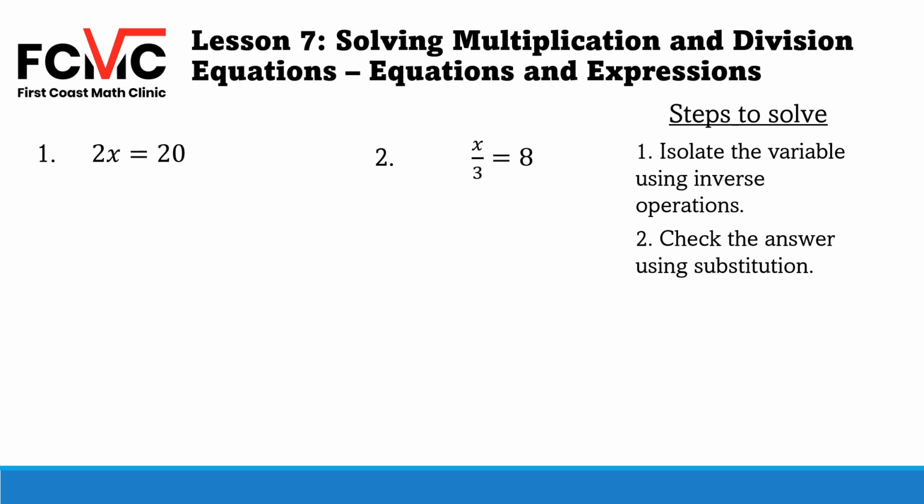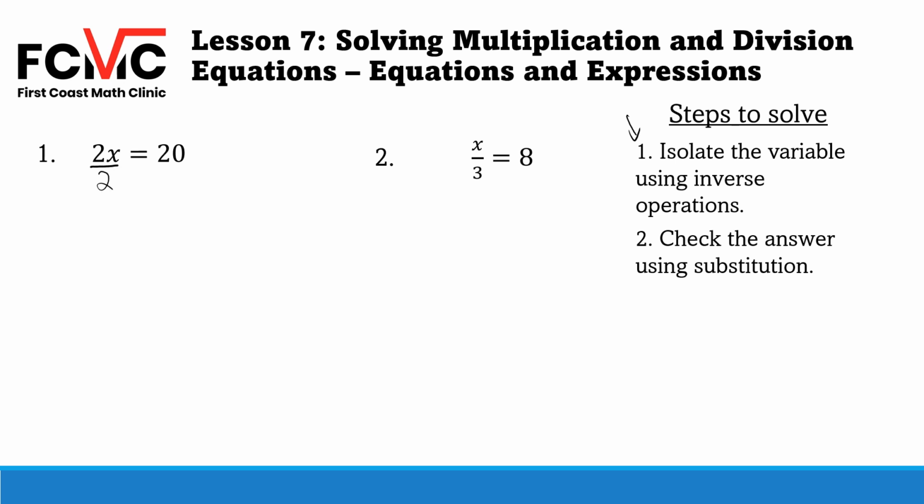So for number one, we've got 2x equals 20, and whenever we have the number right next to the variable, this is kind of implied multiplication, so 2 times x equals 20. And the steps to solve: our first step is we're going to isolate our variable using inverse operation, and then we're going to check our answer using substitution. So we have 2 times x equals 20. Well, I want to undo this multiplication. What operation undoes multiplication? What's the inverse operation of multiplication? Well, it's going to be division.